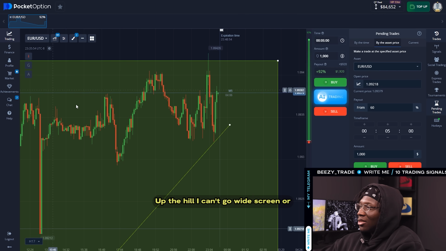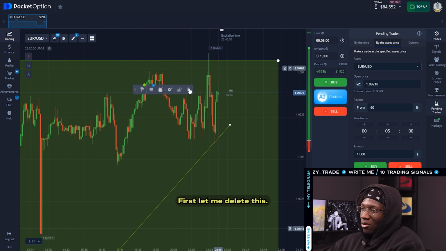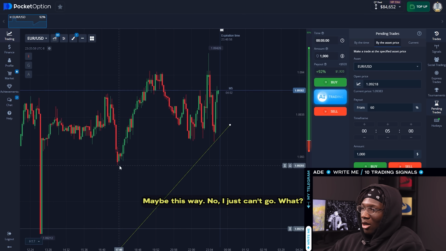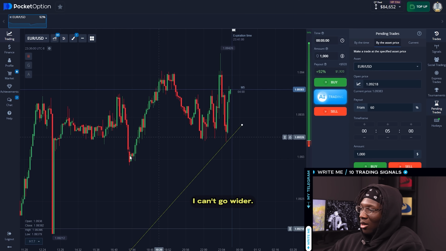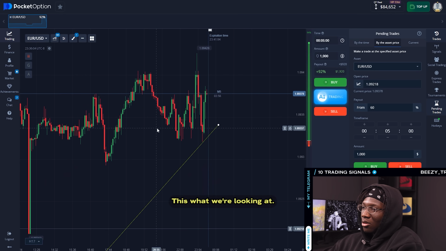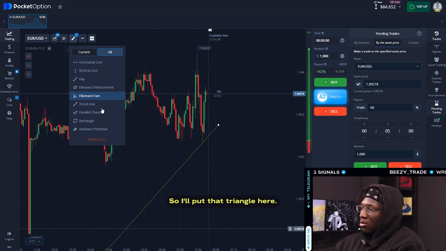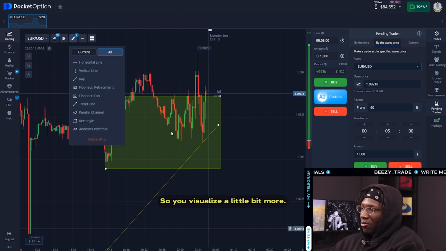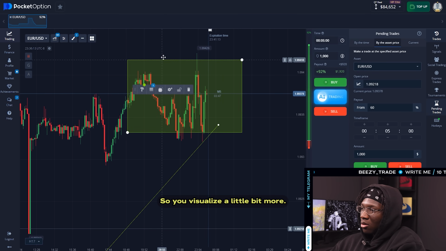I can't go widescreen no more. First, let me delete this. Maybe that's why. No, I just can't go wider. Okay, forget it. This is what we need right here. This is what we're looking at. So I'll put that triangle here, just so we can visualize a little bit more.